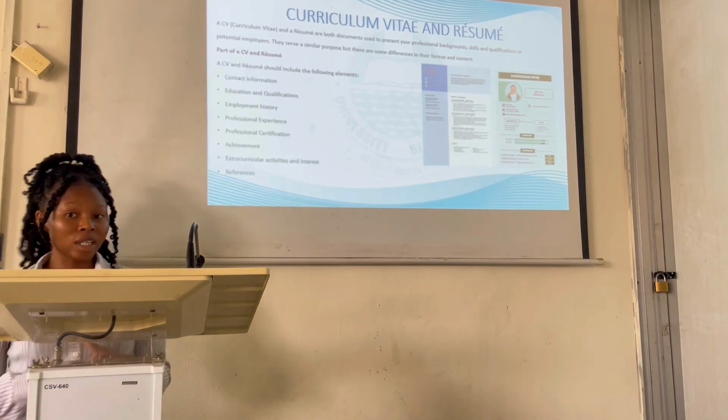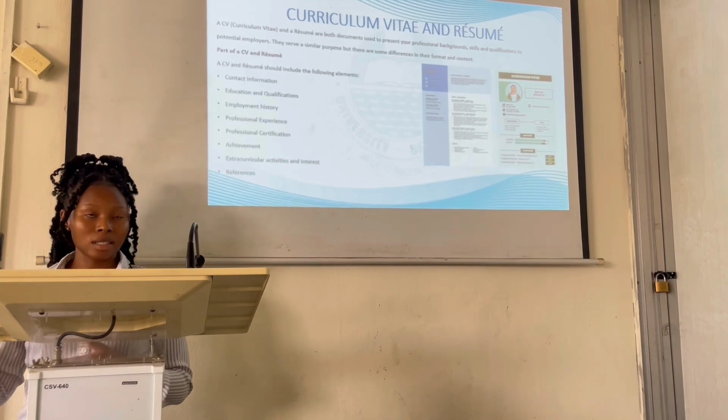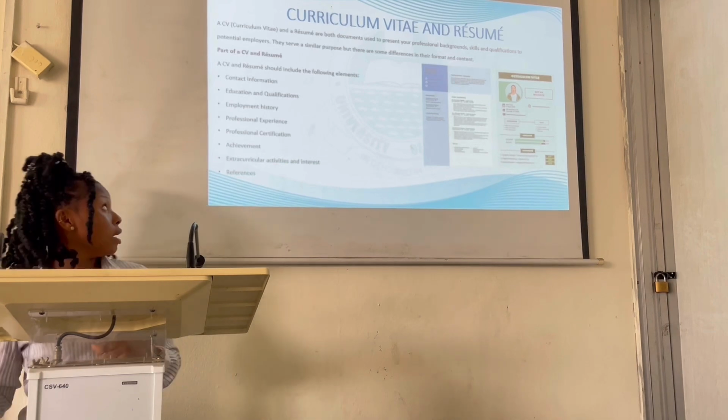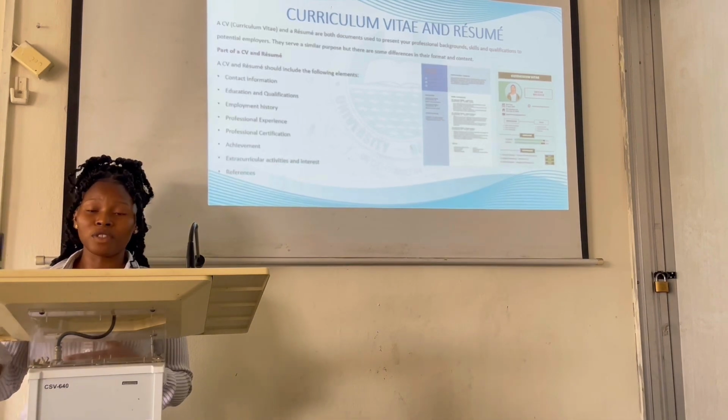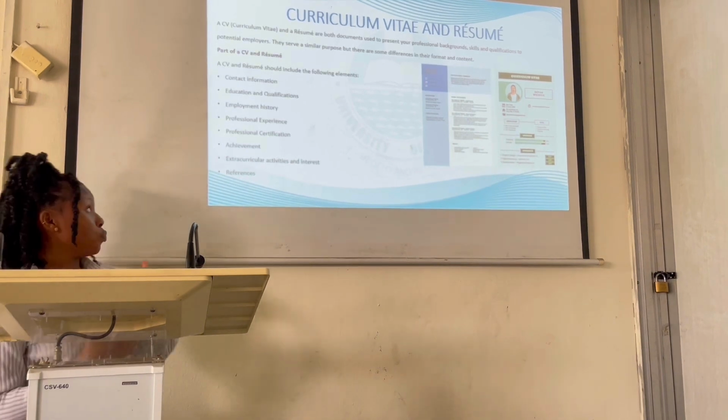Now, the parts of a CV and a resume. The first one is your contact information. This involves your full name, your personal email, etc. Your education and qualifications. This involves post-secondary school trainings, etc. Your employment history. This involves the experience you have in your past jobs, like the name of the organization you previously worked.